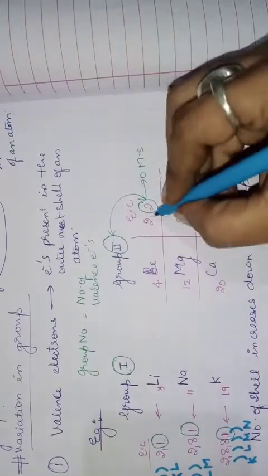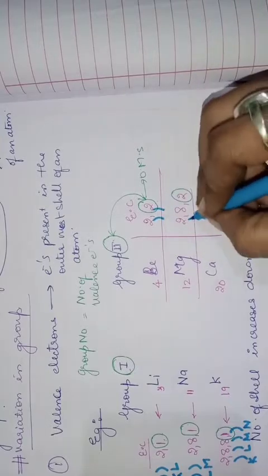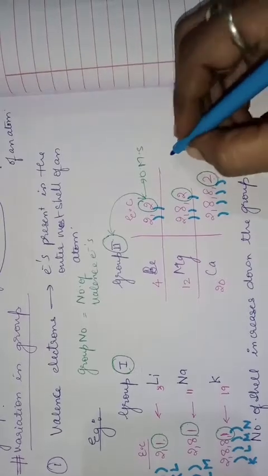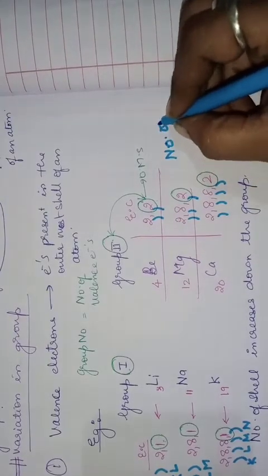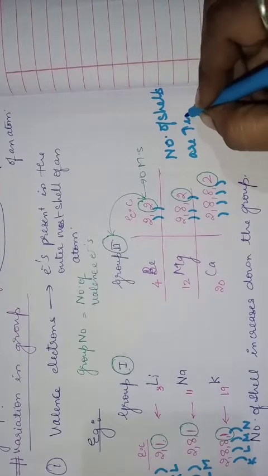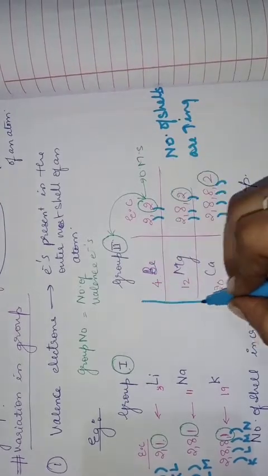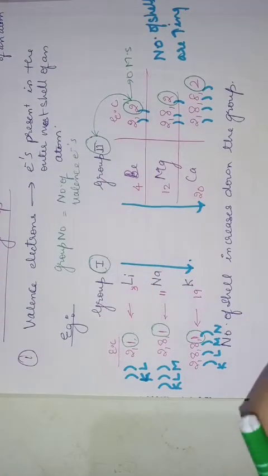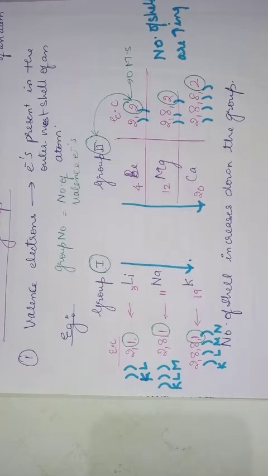See here for group 2 also. There are 2 shells for beryllium, 3 shells for magnesium and 4 shells for calcium. So what is increasing? The number of shells is increasing down the group. Yes or no? We are going down the group, and down the group the number of shells is increasing. I hope that you are able to understand, children.